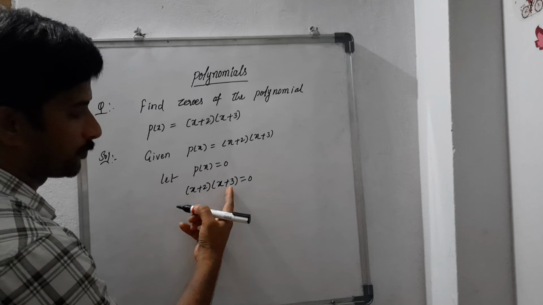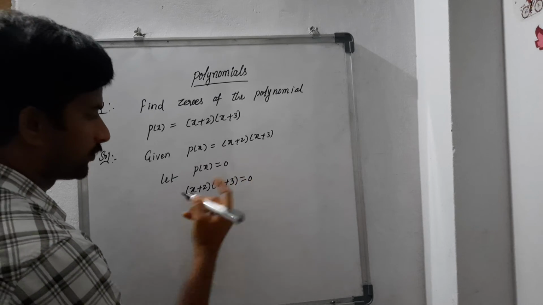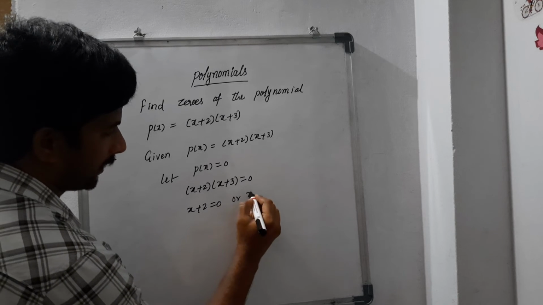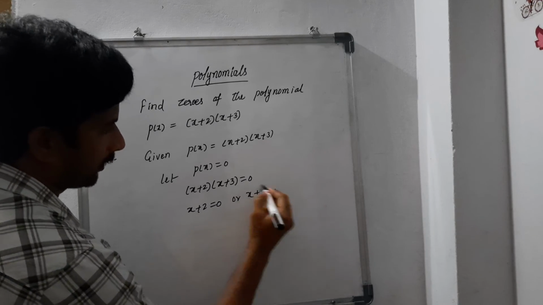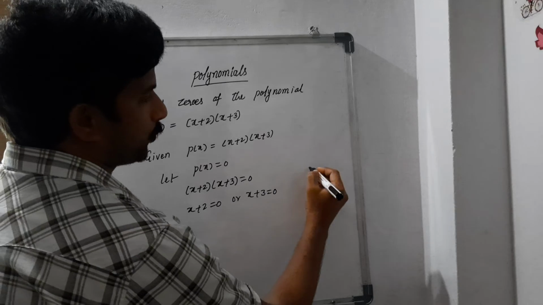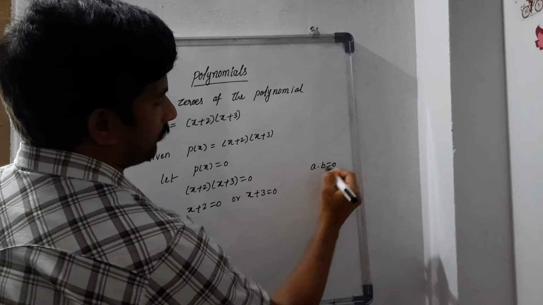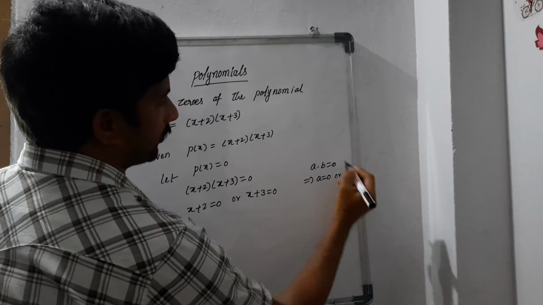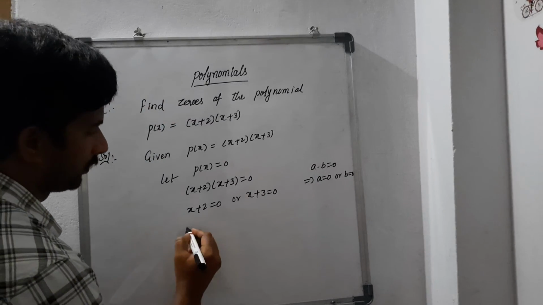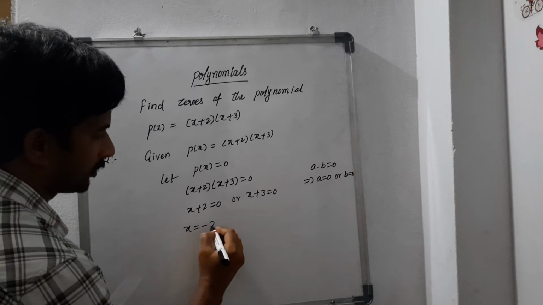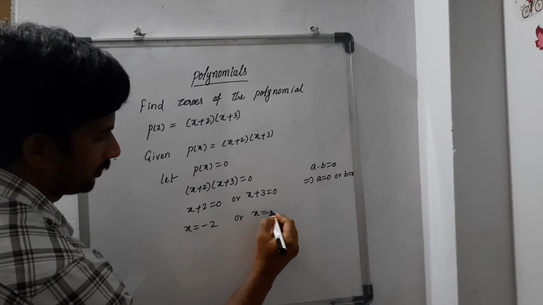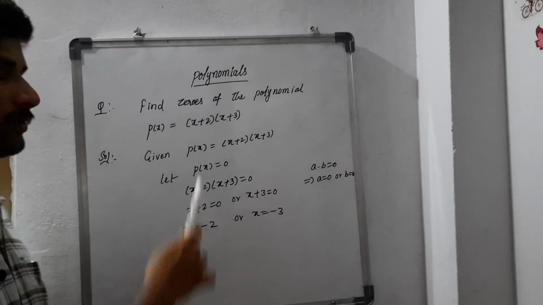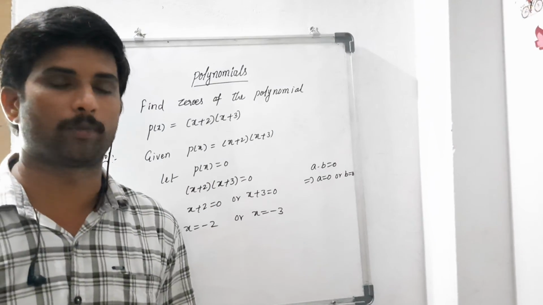Whenever the product of two factors is equal to 0, then the first one is 0 or the second one is 0. Clear? If a into b is equal to 0, from this we can say a equal to 0 or b equal to 0. So x is equal to -2 or x is equal to -3. So x equal to -2 and -3 are the zeros of the given polynomial. Please note down.